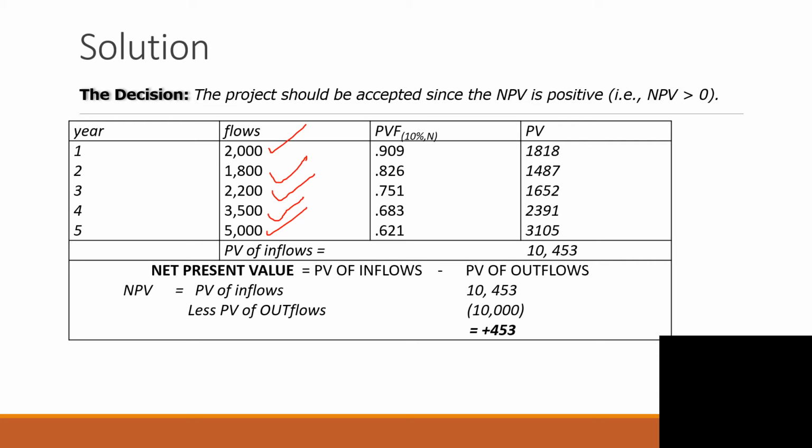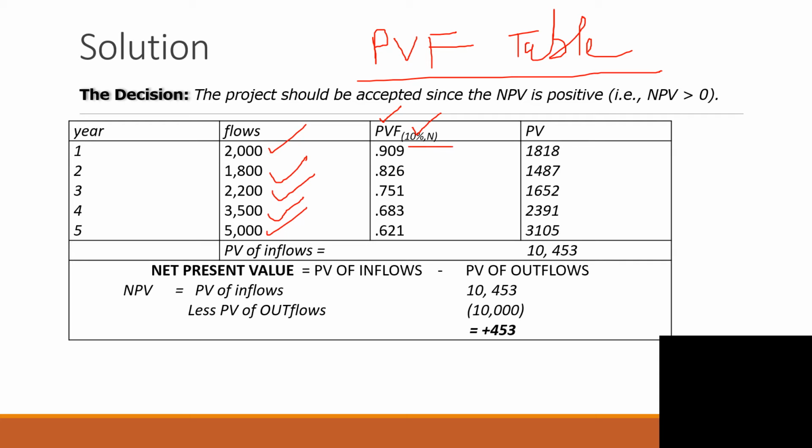Because the project's rate of interest or cost of equity is 10%, we will take the present value factor that you can get from the PVF table. We discussed this table in time value of money when we calculated present value and future value of single cash flows. So 10% 1 year, 10% 2 years, 10% 3 years, 10% 4 years, 10% 5 years, then multiply both, and you would get the present values.